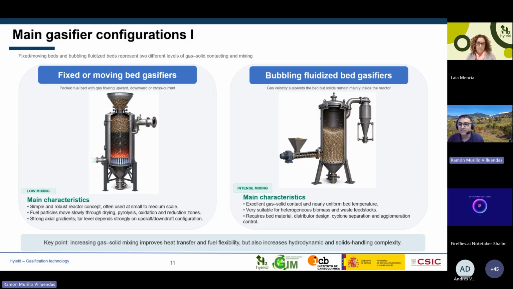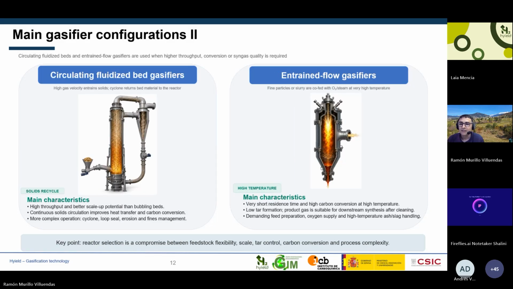On the right, we have the typical bubbling fluidized bed gasifier. Here, the gas velocity is high enough to suspend the bed material, creating intense gas-solid mixing. This improves heat transfer, gives a more uniform temperature inside the reactor, and makes the system more flexible for heterogeneous biomass and waste feedstocks. The second slide shows more advanced gasifier configurations.